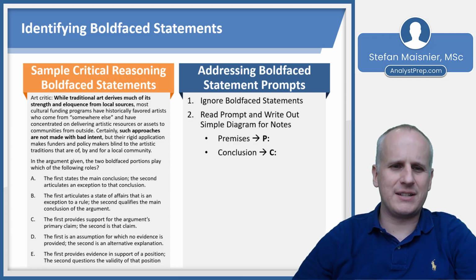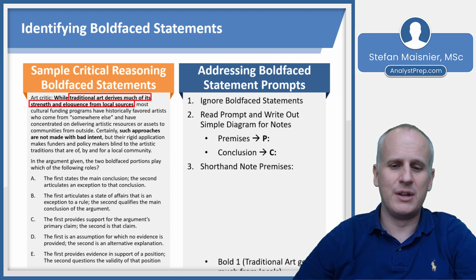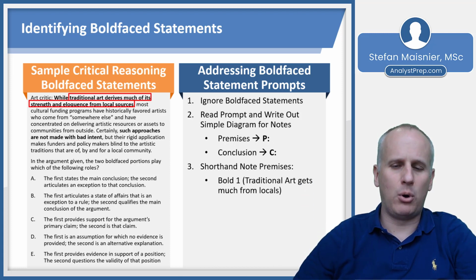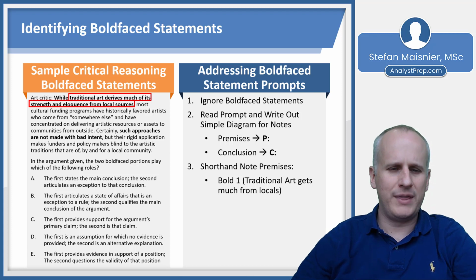The art critic states, while traditional art derives much of its strength and eloquence from local sources, well, that's one of the bold statements, and this is clearly just a fact. So you can actually write out bold 1, and you may not even write what it says, because clearly that is the first statement. So bold 1 might just be next to my P when we're taking notes on the actual exam. We then keep going.